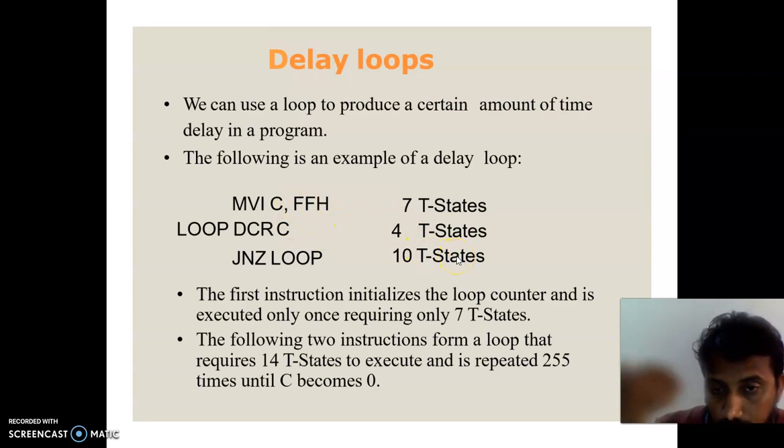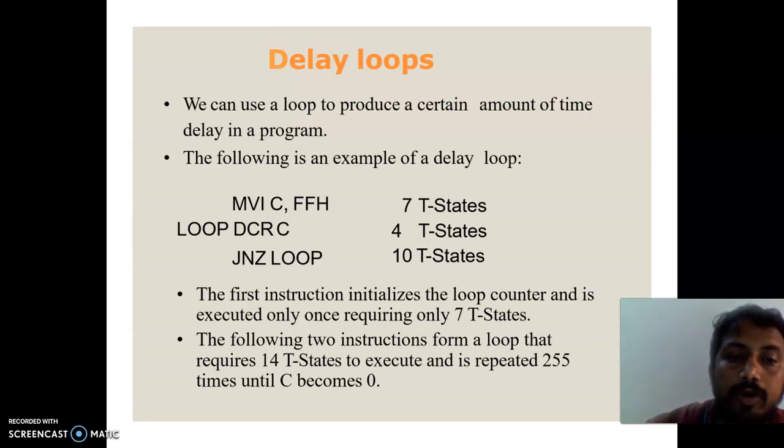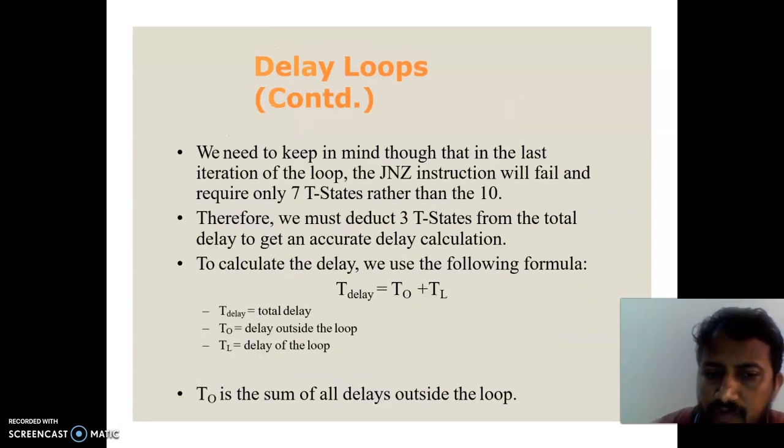255 times 14, plus this 7 would also be there. Plus 7, multiplied by the processor clock period, would be the time required to execute this. So this is called a delay loop. You can fix a delay loop with some count value, and that much count value will be repeated. So this is the total calculation, what we call the delay loop calculations.